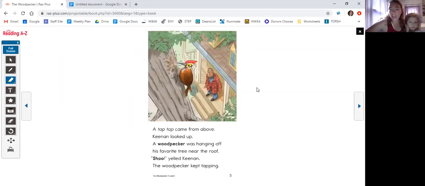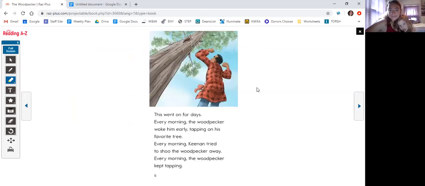Nice reading, friends. All right, let's see what the woodpecker is going to do in our book. Go ahead, pause your video and read the words on these pages now. Nice endurance. Oh, something juicy happening in the book. Pause your video and read the words on these pages now.